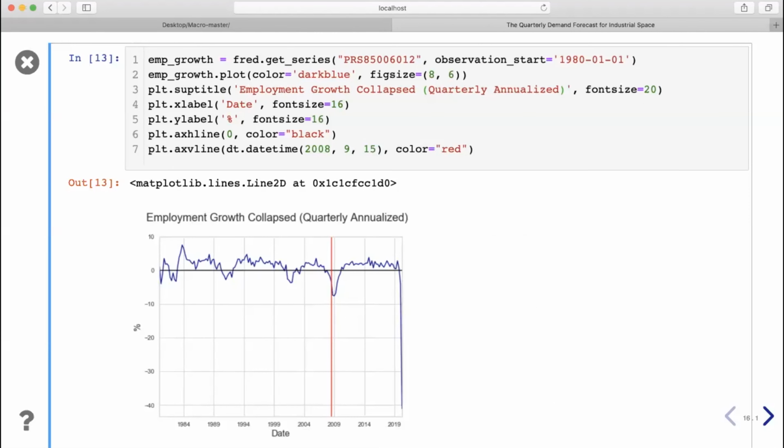In turn, employment growth collapsed. This is quarterly employment growth, again, annualized, going back for quite some time. And you can see during the global financial crisis, marked by red, Lehman Brothers bankruptcy, that employment growth contracted quite a bit. But the current crisis is an order or two larger than what we saw in the global financial crisis.